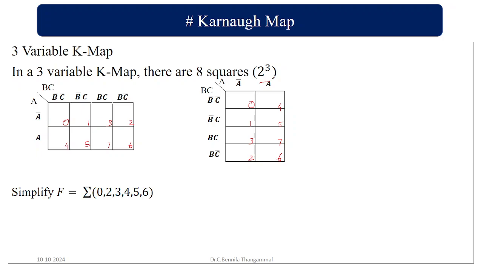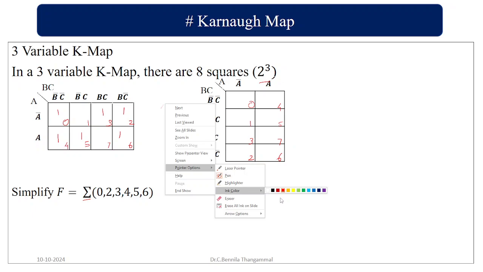Now we'll solve a problem. Simplify F equals summation 0, 2, 3, 4, 5, 6. Here they have given the minterms directly. The summation tells you that these are minterms. If it is pi, it's going to be maxterms. If it is a maxterm, I have to represent it by 0. Since it's a minterm, I have to represent it by 1. So the values are 0, 2, 3, 4, 5 and 6. This is how I have to represent the values here.